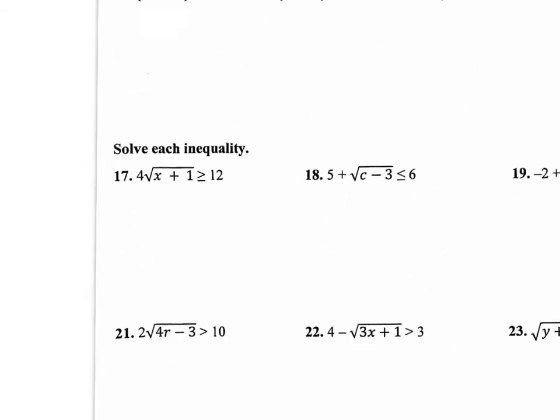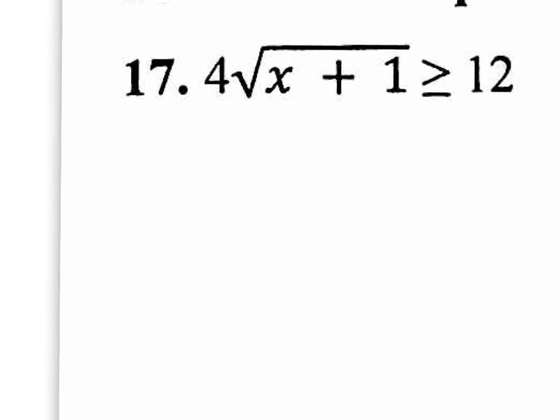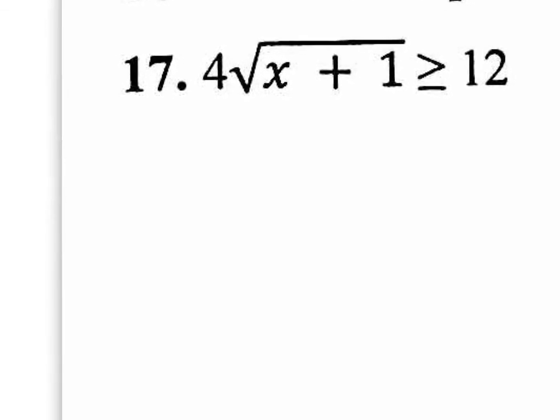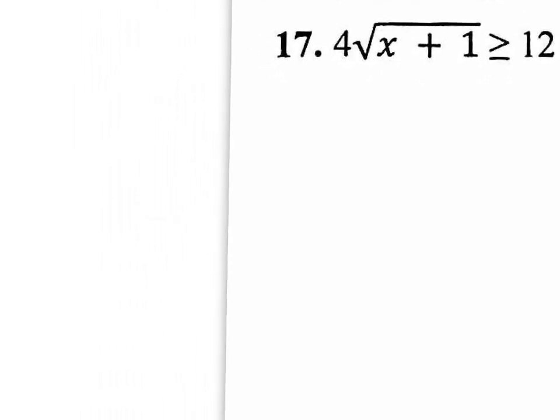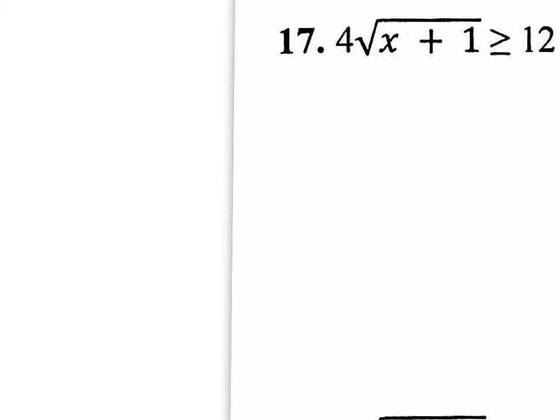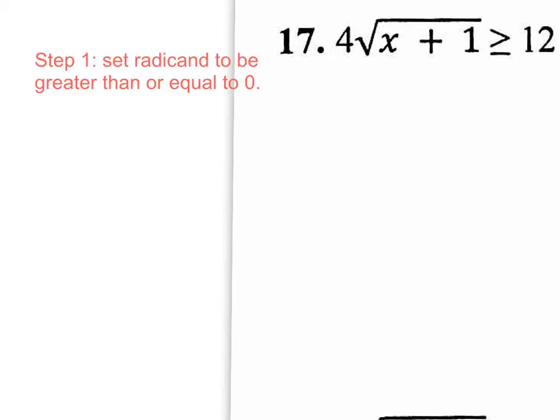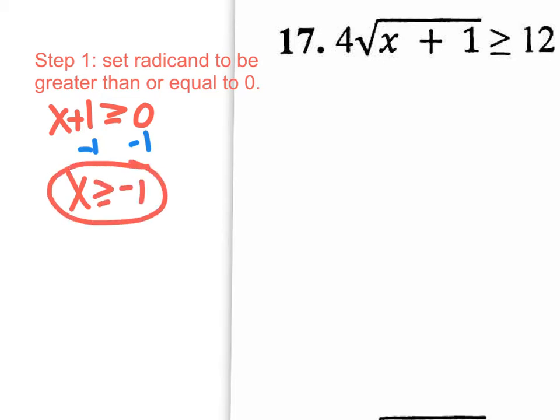Let's jump to number 17. So this is a radical inequality, different from a radical equation. And you need to follow certain steps on these types of questions, on radical inequalities. Step 1 is set the radicand value to be greater than or equal to 0. The radicand value is the value inside the root. So step 1 is to do x plus 1 has to be greater than or equal to 0. So when you subtract 1 and subtract 1, you'll realize that your x value has to be greater than or equal to -1. So that's kind of like the first part of your answer.